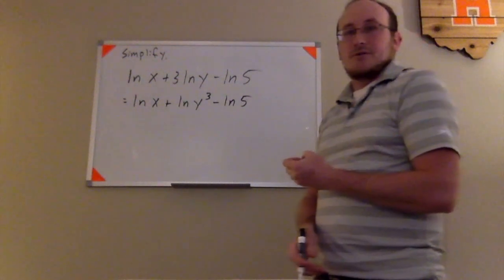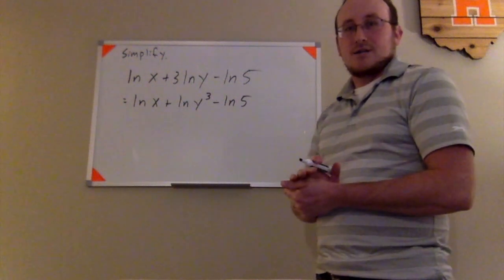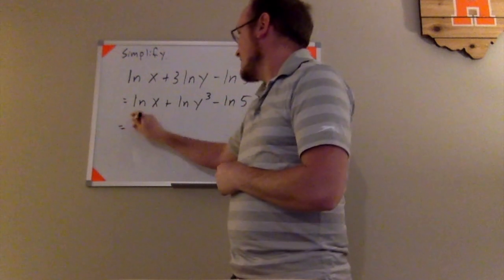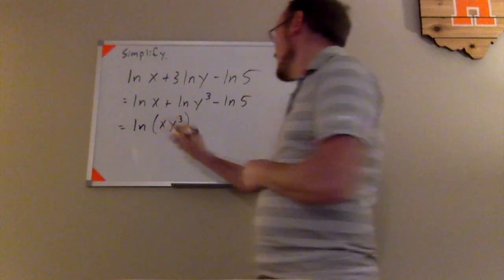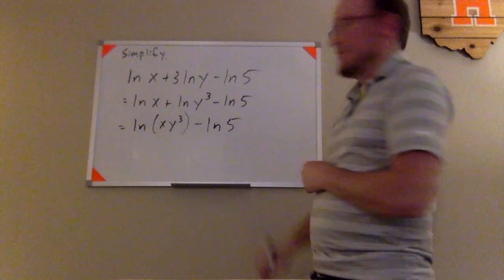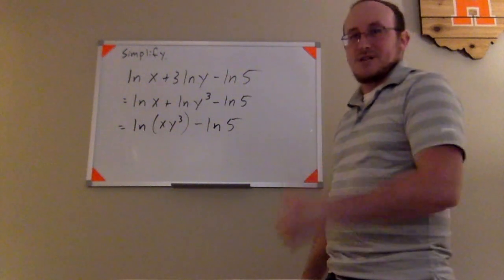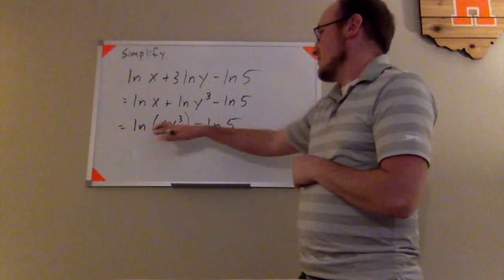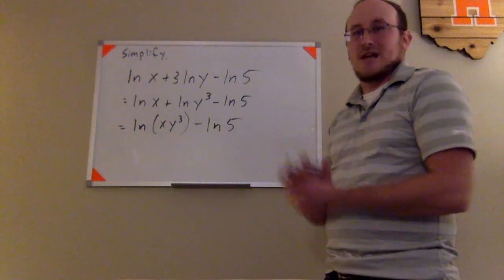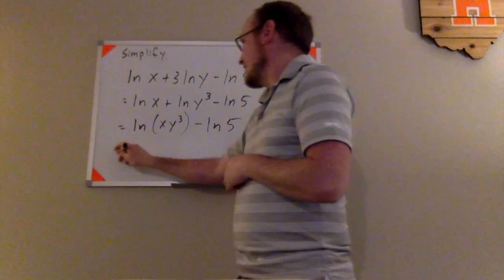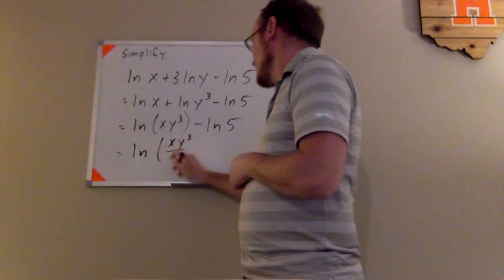Then I see some logarithms joined by addition right here, so I'll go ahead and use my product property of logarithms to write this as the natural log of xy cubed minus the natural log of 5. And then finally, I can use my quotient property of logarithms like I just talked about a second ago. I have natural log of something minus natural log of something else. I can put that back together as the natural log of that quotient. So I do natural log of xy cubed over 5.